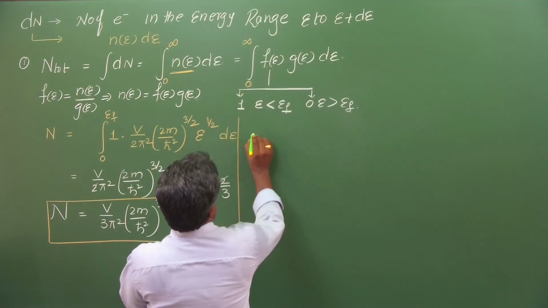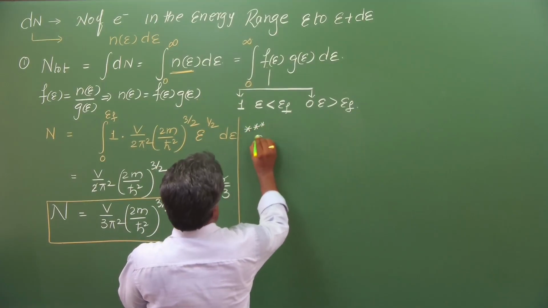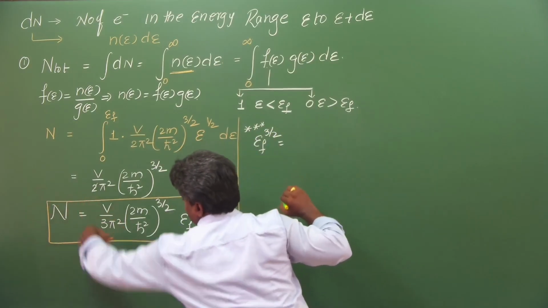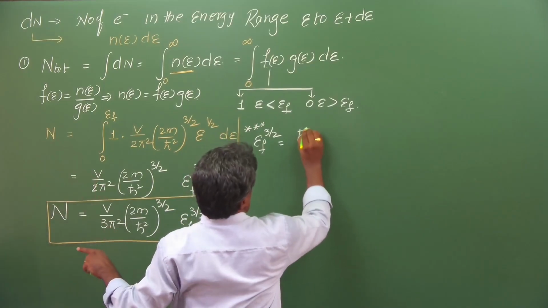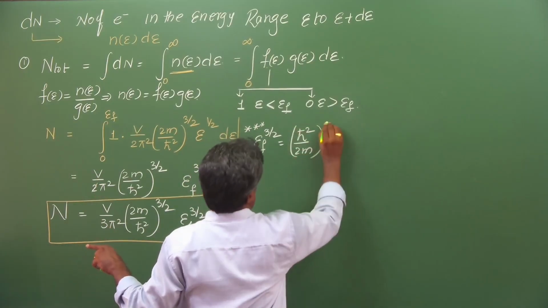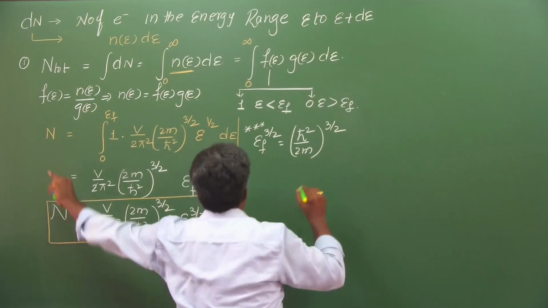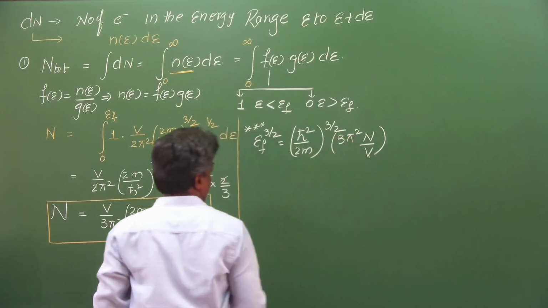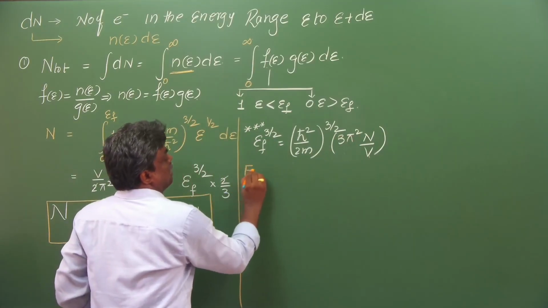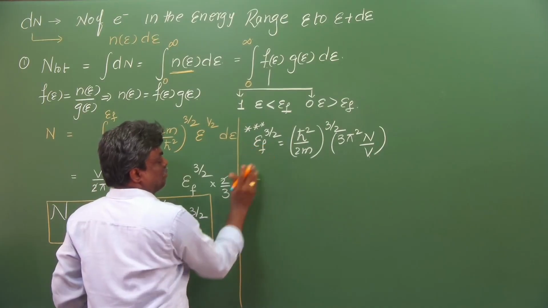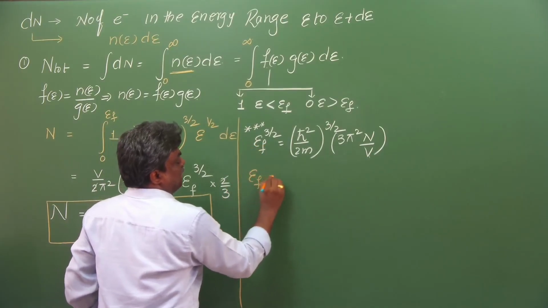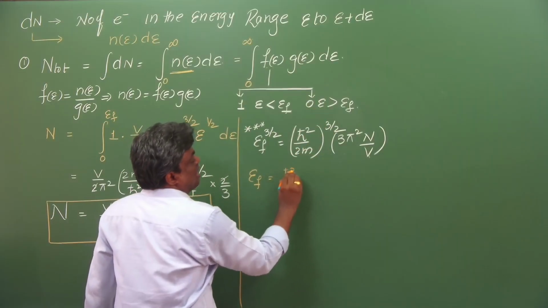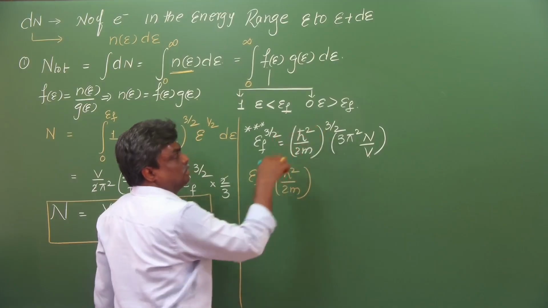From this, I would like to find, more importantly, EF power 3 by 2. Shall I bring everything to that side? First bring this term to that side: h cross square by 2m whole power, and now bring this 3 pi square. Now I would like to find the Fermi level EF. EF equals the whole thing to the power 3 by 2; make it whole power 2 by 3: h cross square by 2m, with 3 pi square.